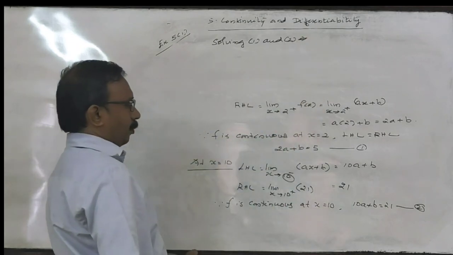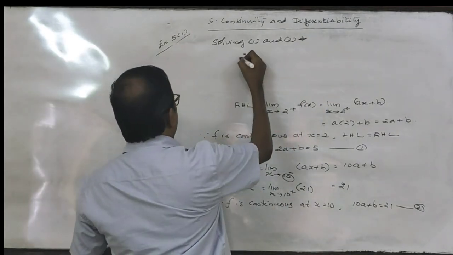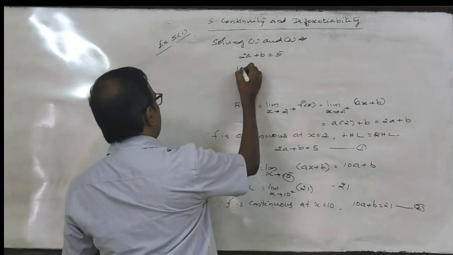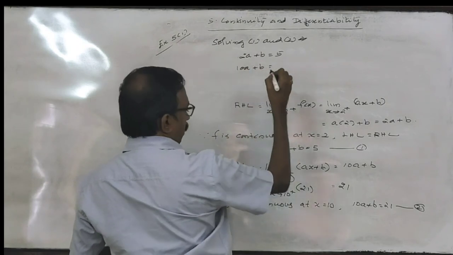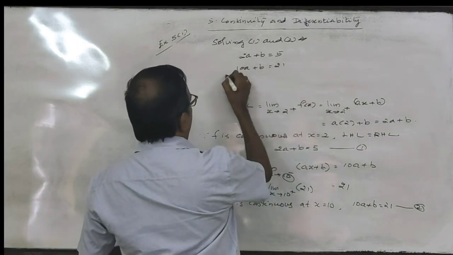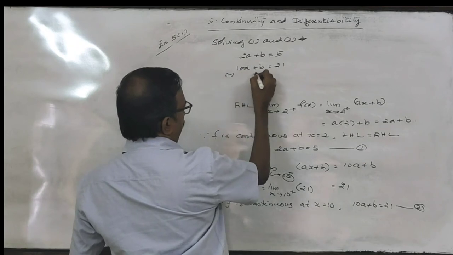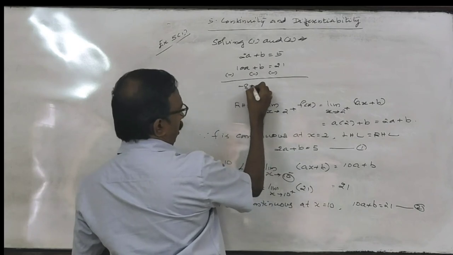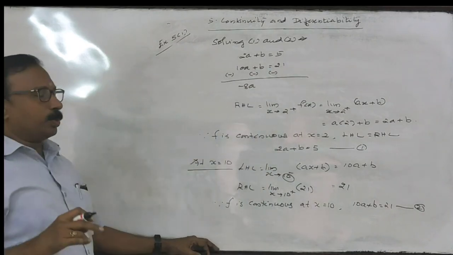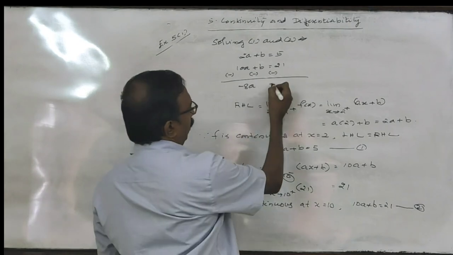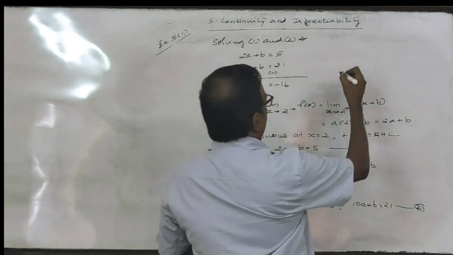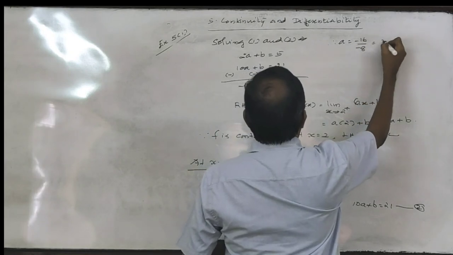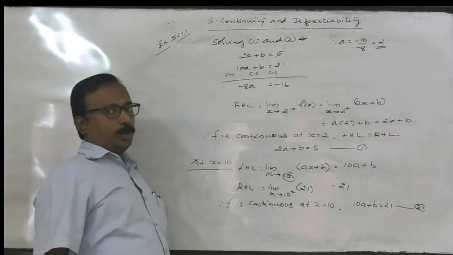We have 2a plus b is equal to 5, 10a plus b is equal to 21. Now subtracting, changing the signs and adding. So here minus 8a, positive a, negative b, positive b, the b terms get cancelled. a is equal to minus 16 by minus 8, which is a negative value, minus 2.